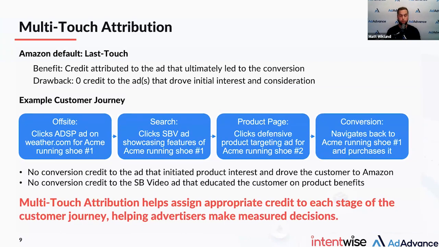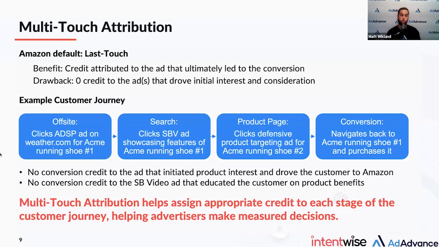Yeah, to be able to measure campaign performance in terms of conversions, key conversion metrics like ROAS, conversion rates, et cetera, across our ad mix with a model that's more in tune with my ad strategies. So high level, multi-touch attribution helps assign appropriate credit to every stage of the customer journey, every ad exposure along the way, and it helps you make measured decisions regarding your campaigns.